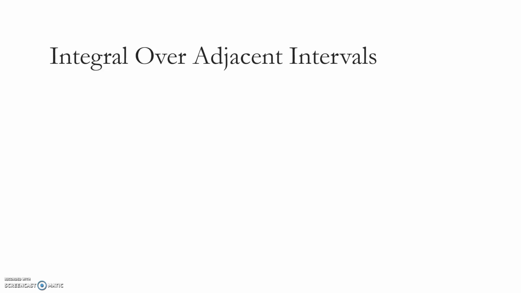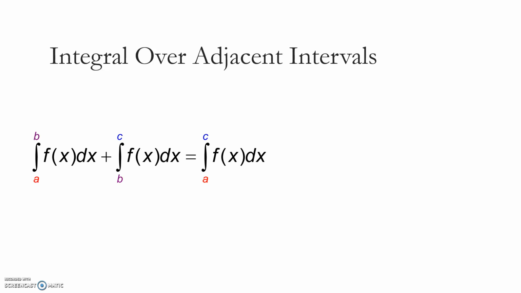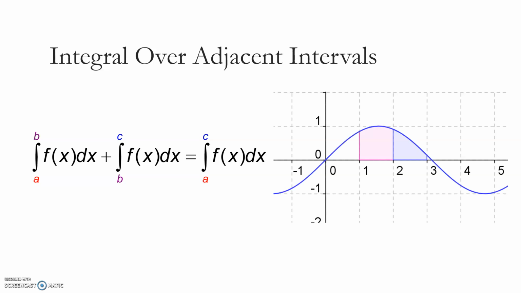The last rule is the integral over adjacent intervals. What it means is that if I'm going from A to B and then from B to C, I could make my life easier by just going from A to C. So if I'm doing the integral from 1 to 2 and then the integral from 2 to 3, that's going to be equal to the integral from 1 to 3.